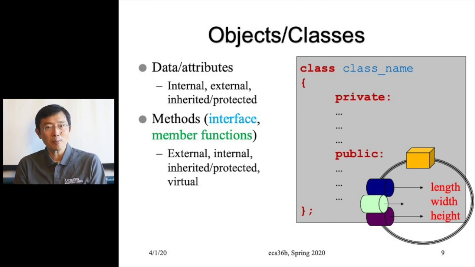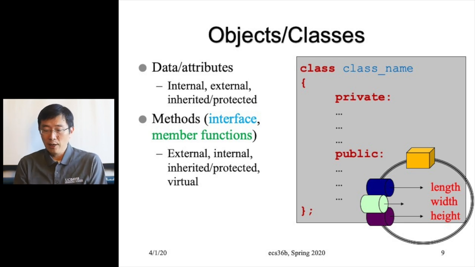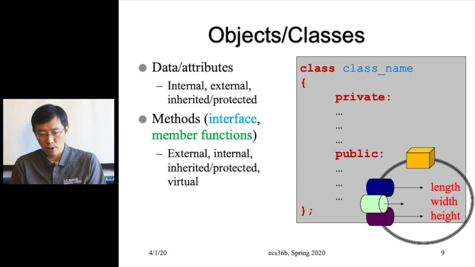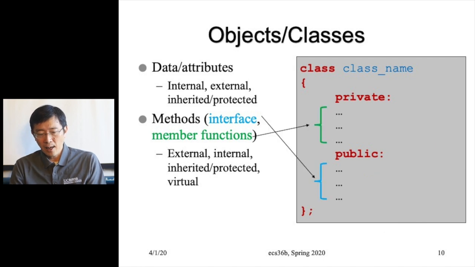Inside the class box you have three private variables, or private attributes, called length, width, and height. Those three things you cannot access from outside of the box; you have to access them within the box, or using the interfaces. Those interfaces are listed under the public section. So on one hand we have the data attributes, and on the other hand the member functions or interface, which map to the private and the public sections.